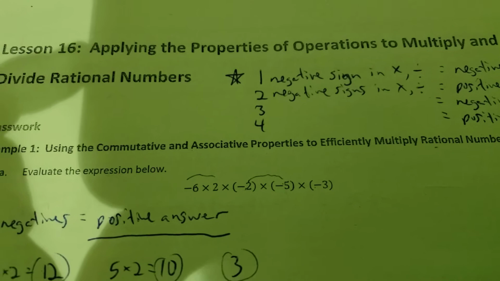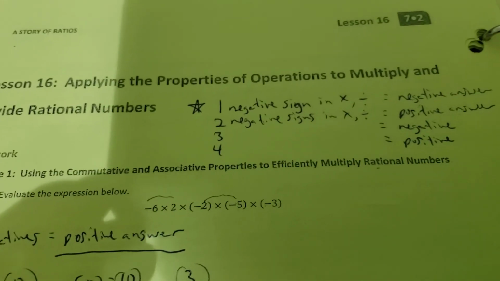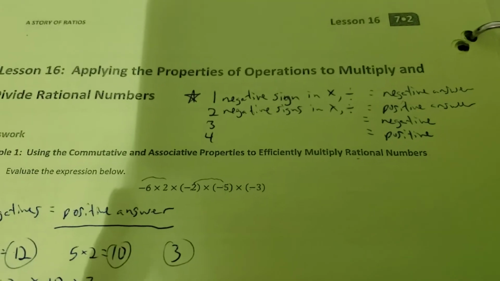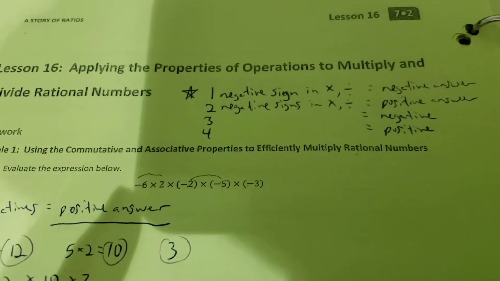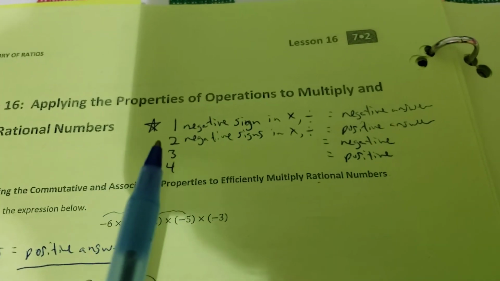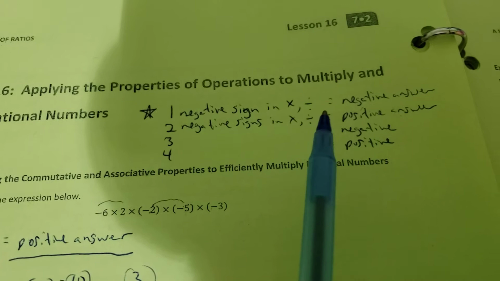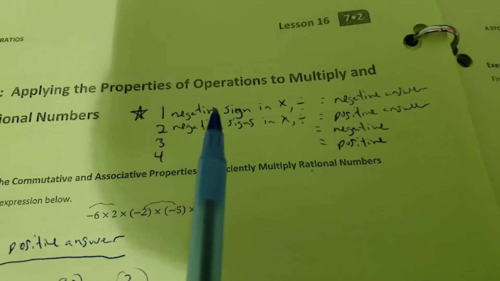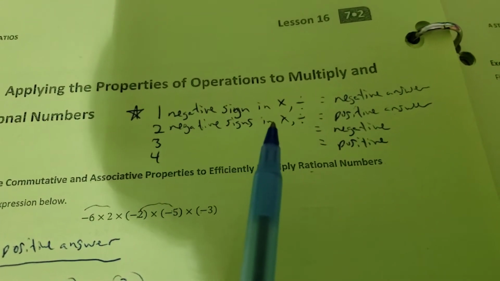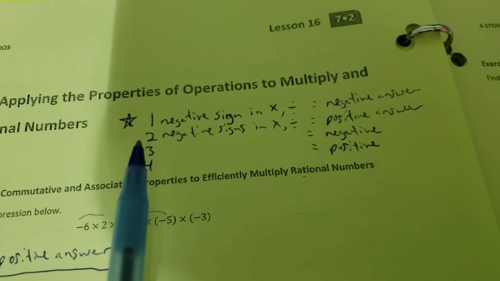All right, before we get started today, we're going to get to some multi-step multiplication and division problems, and we're going to have more than just two numbers to work with. So here are the rules we've already learned. If you have one negative sign in a multiplication or division problem, it's a negative answer. If you have two negative signs, it's a positive answer. Now what if there's more?